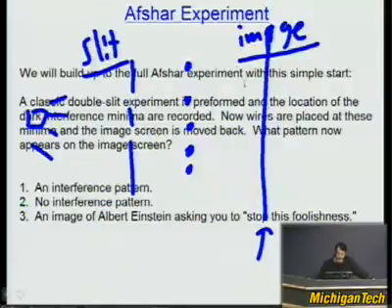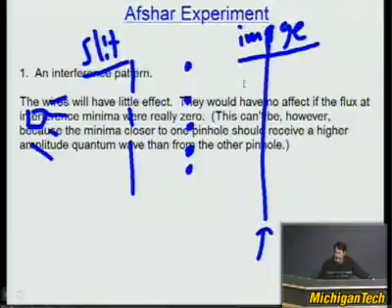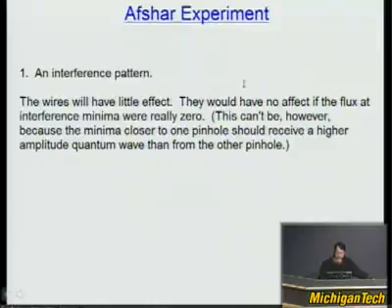Okay, so go ahead and say it is an interference pattern. The wires will have a little effect. They would have no effect if the flux at the interference minimum were really zero. This can't be, however, since the minima closer to one pinhole should receive a higher amplitude quantum wave than from the other pinhole. So my understanding of this experiment is not 100%.